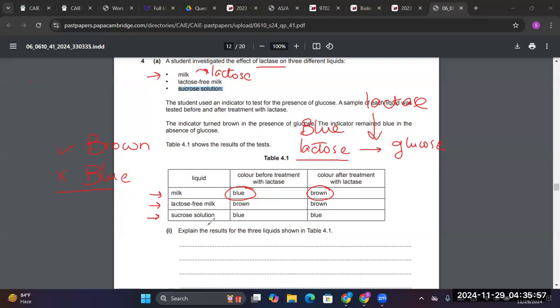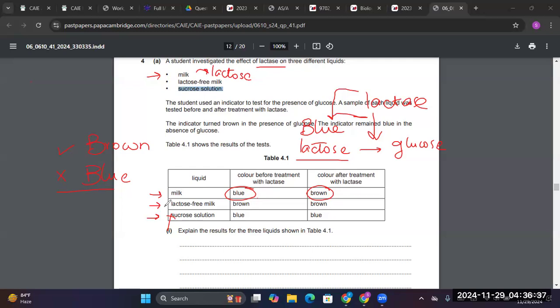Okay. Then in sucrose, the color remains blue. Blue is the absence of sugar, or the absence of glucose. So sucrose has no glucose inside it. And since this enzyme is for lactose, it will not work on sucrose, right? Because what did I tell you guys about the enzyme? Enzymes are very specific. So if lactase works on lactose, it won't work on sucrose. It won't break down sucrose. So sucrose will give you the same blue color. There is no sugar, there is no glucose.